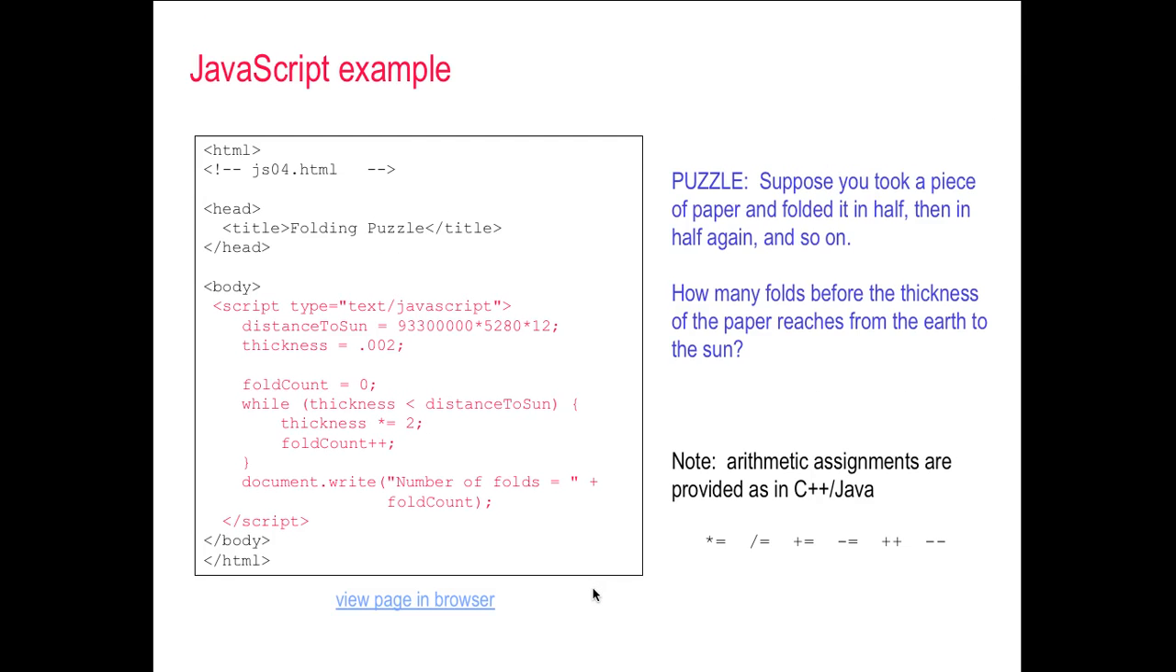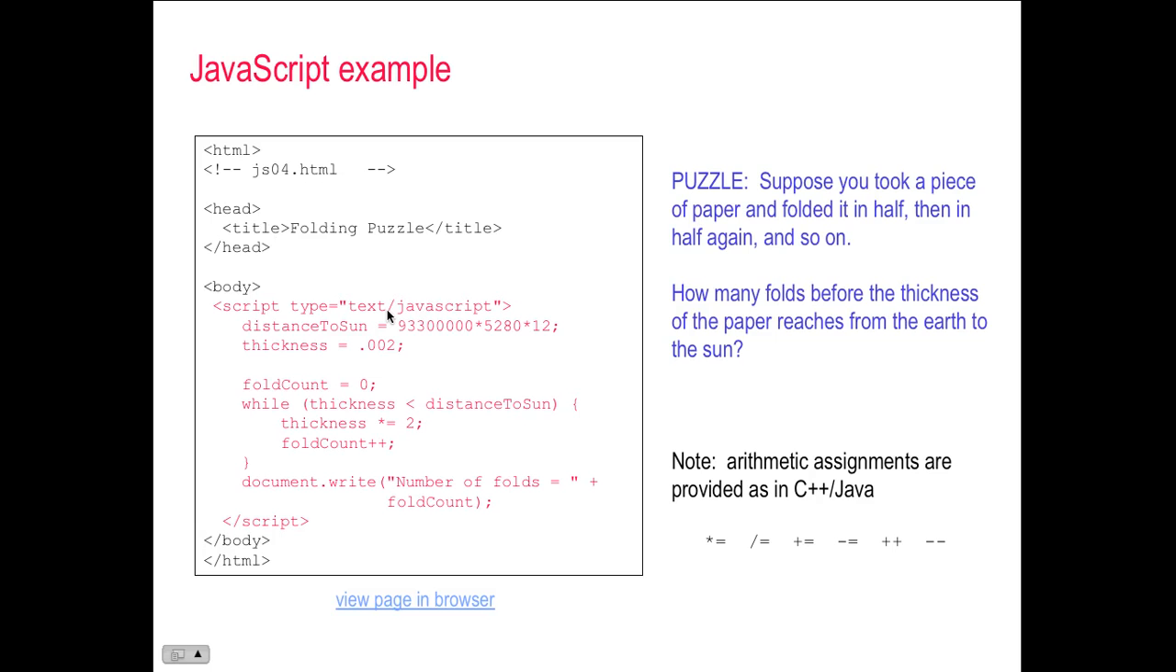All right. So here we have an example. It's a puzzle. So suppose you took a piece of paper and you folded it in half, then in half again, and so on. How many folds before the thickness of the paper reaches from the Earth to the Sun? That's a lot of folds.